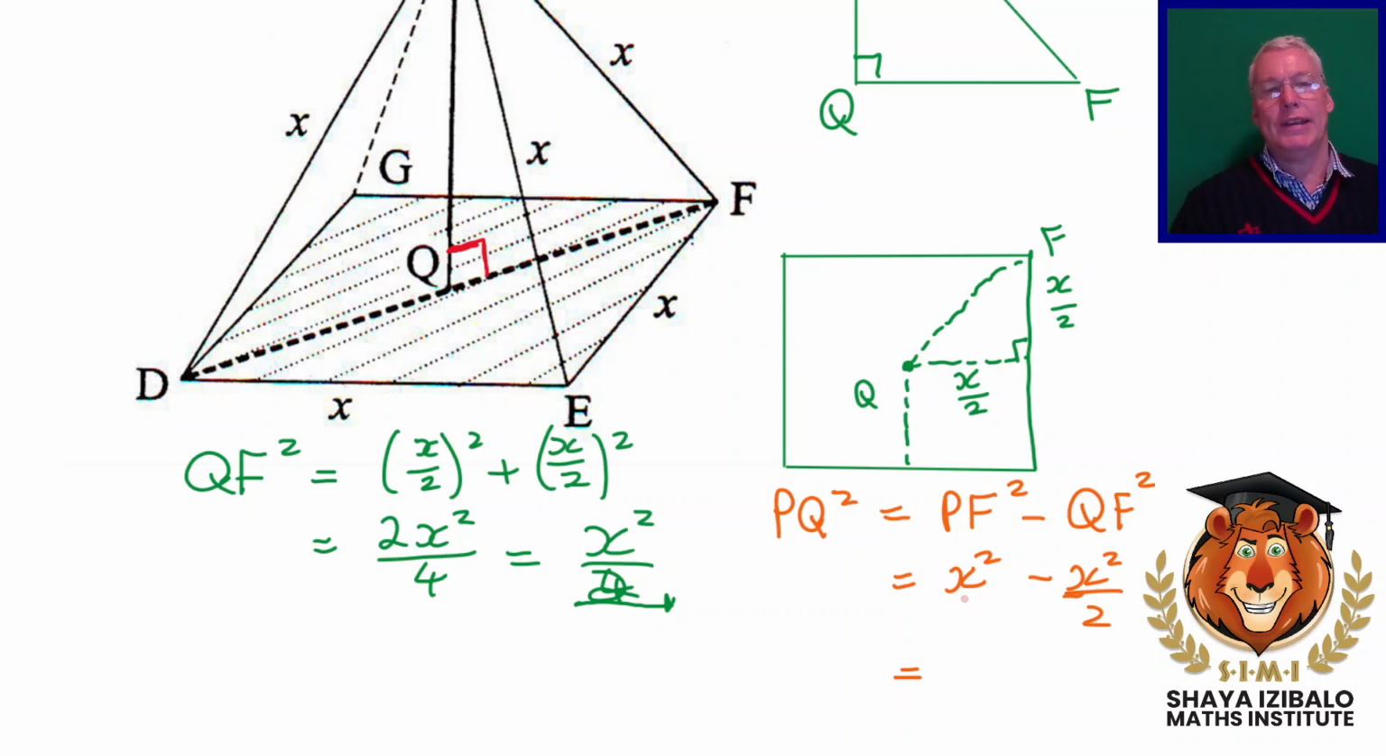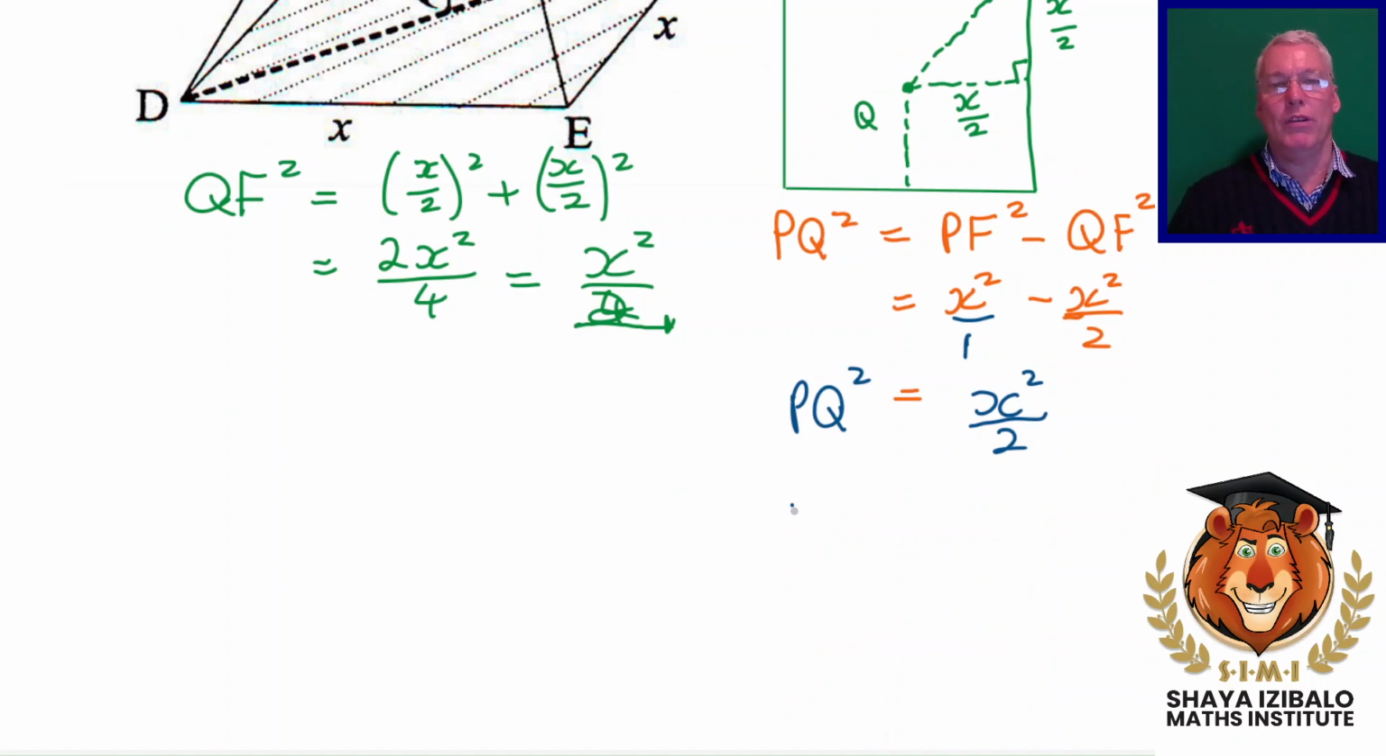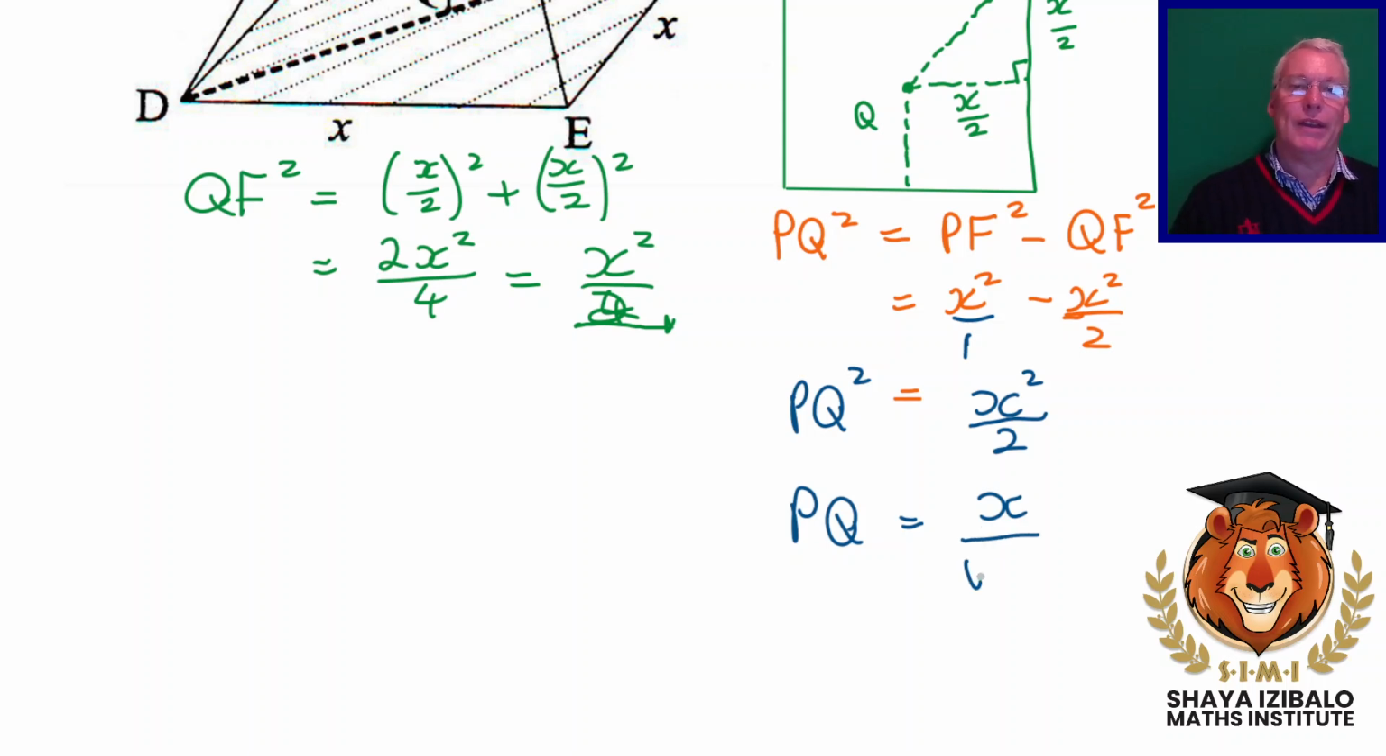This can tidy up slightly because remember that this fraction is currently over 1. So if I wanted to combine these two, this would be 2x squared over 2 minus x squared over 2. It would actually just be x squared over 2, and that would be PQ squared. And so to get the final answer, we would square root both sides. The x can come outside of the square root sign and the square root of 2 on the bottom. And that will be the height of that pyramid in terms of x.